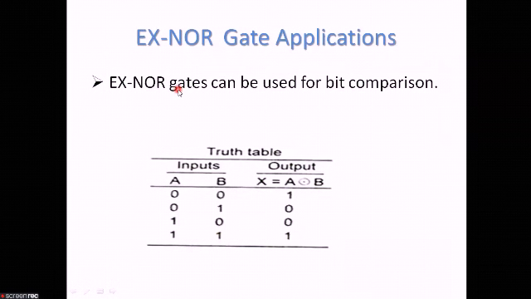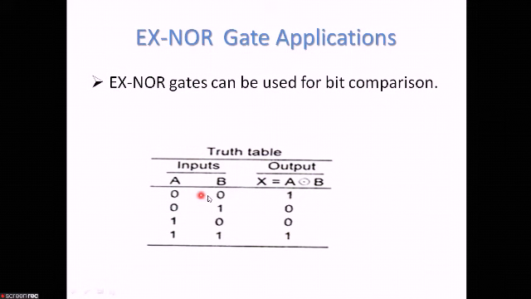Next, moving to the other application of an XNOR gate, that is, the XNOR gate can be used for bit comparison. This is a very important property of an XNOR gate. That is, the XNOR gate can be used as a bit comparator. Again, we can see from the input combinations and the outputs that the output of the XNOR gate is 1 if both the inputs are similar, that is, both 0 or both 1. Otherwise, the output is 0. Hence, it can be used as a 1-bit comparator.